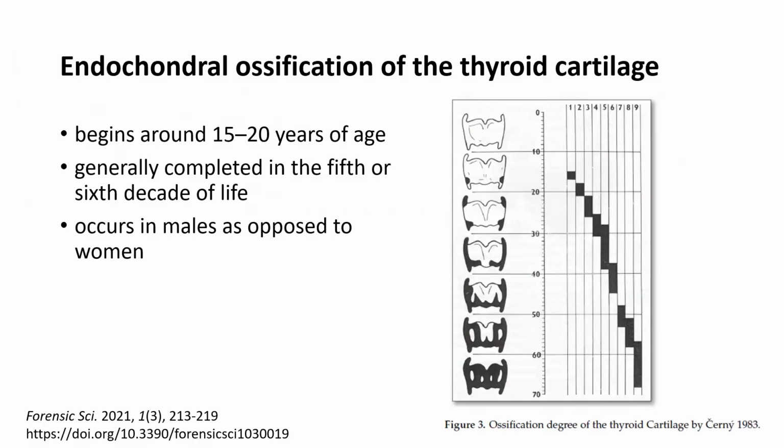Endochondral ossification of the thyroid cartilage typically begins between 15 and 20 years of age and is completed in the 50s to 60s. It is more common in men than in women. Ossification of the thyroid cartilage progresses in a characteristic sequence, as illustrated in the diagram.